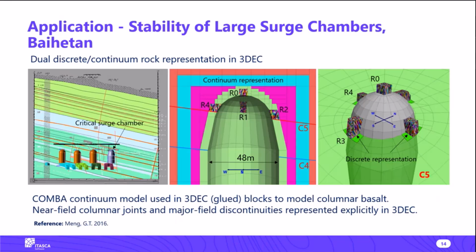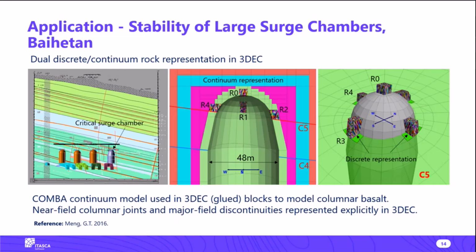The next topic that we approach is an application at the large scale of the Baihetan Dam, and there the studies about the stability of large surge chambers. We use a dual discrete continuum rock representation in 3DEC. We see to the left the surge chamber that the project was all about, and they are hundreds of meters high.